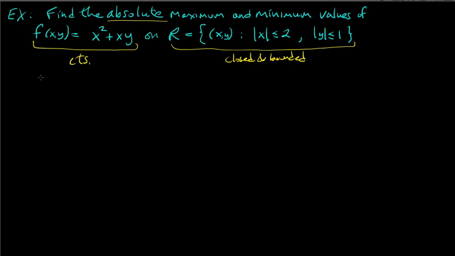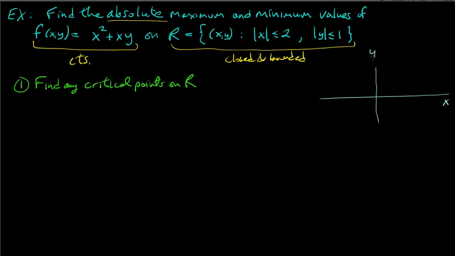Okay, so now how do you find it? Basically the procedure is kind of similar to Calc 1. The first step is to find any critical points on the region R. So what is this region R? Maybe we should graph it here. Here's the x-axis, here's the y-axis, here's 1, 2, 3, negative 1, negative 2, negative 3, and so on.